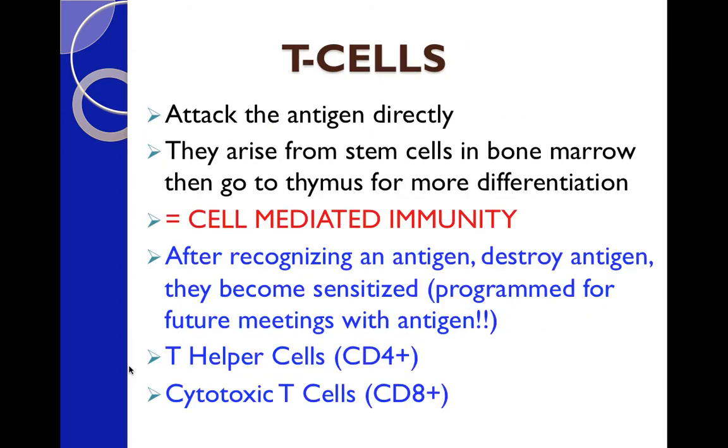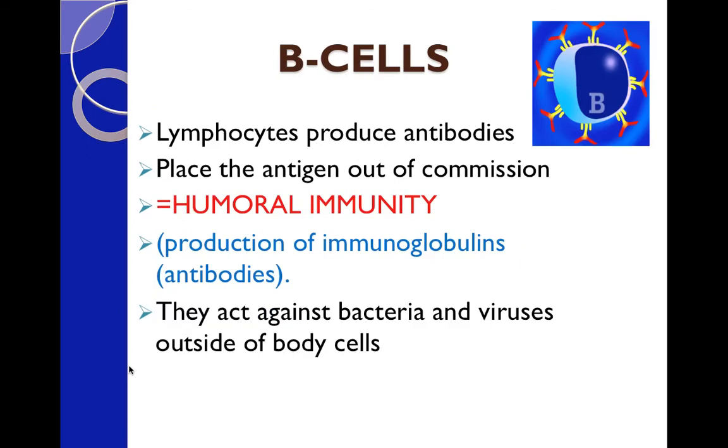T cells, the cell-mediated immunity, which includes your helper T cells and your cytotoxic T cells. These are the ones that are produced in the bone marrow. They mature in the thymus, as opposed to your B cells, which are produced and mature in the bone marrow, and they're part of the humoral immunity, which is the production of antibodies.